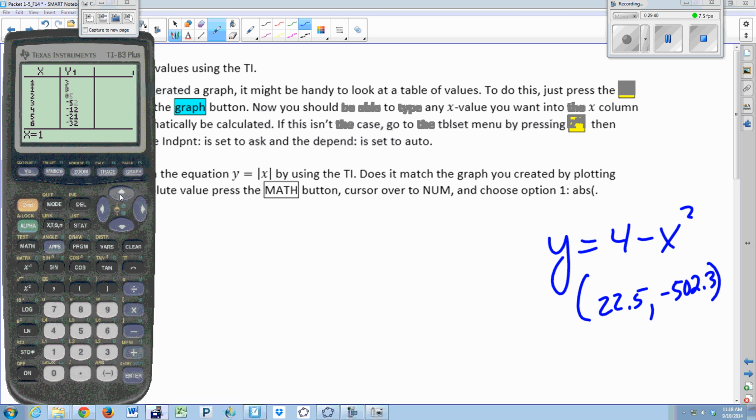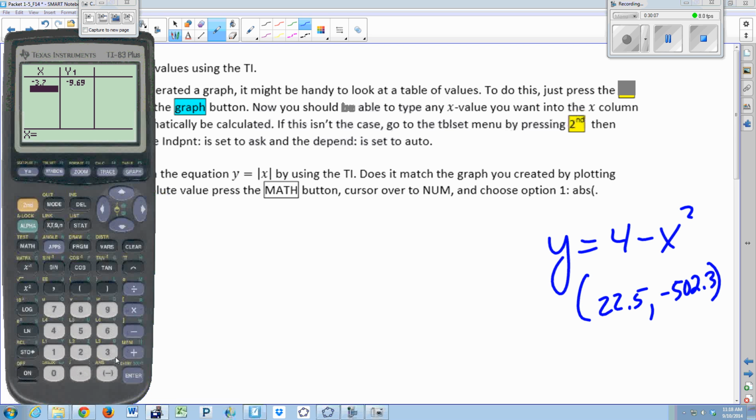Or you can say, no, I'm interested in a very specific value. I want to be able to ask the calculator for specific x values what the corresponding y value is. Then you go over here and you say ask. That way, when you come to the table, you can come down here and say, okay, what is the value for y when x is negative 3.7? Then it gives you the y value.